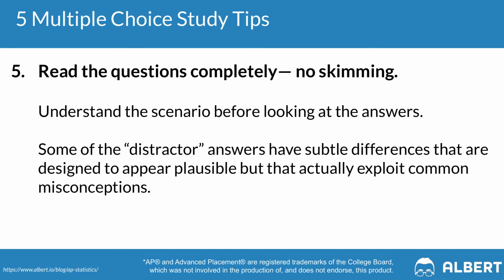Tip number 5 when it comes to multiple choice in AP Statistics is to make sure that you are reading each question completely and not skimming. This is really important on those longer descriptions of experimental design or hypothesis test interpretations, because there are typically going to be a few distractors that are presented as somewhat plausible in the answer selections, but actually are meant to trick you. Be careful around these distractors because they're meant to exploit the most common misconceptions around these key statistical concepts.